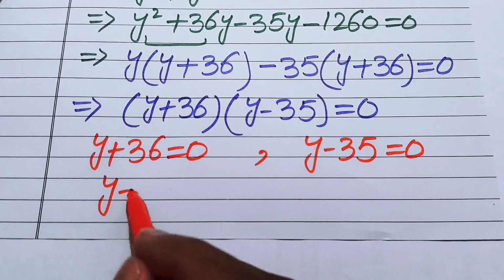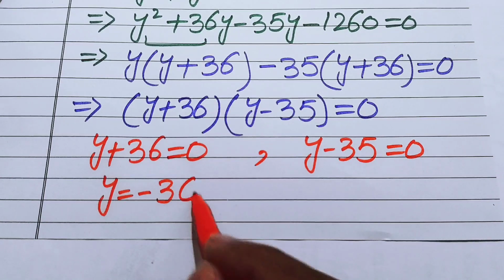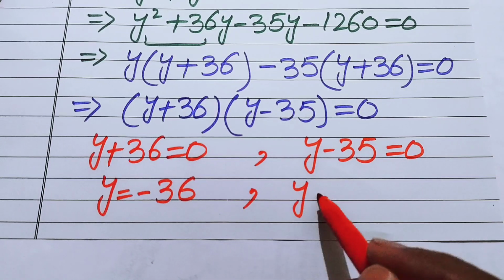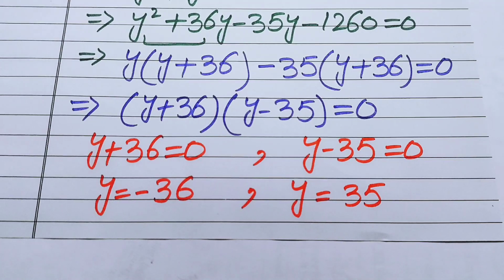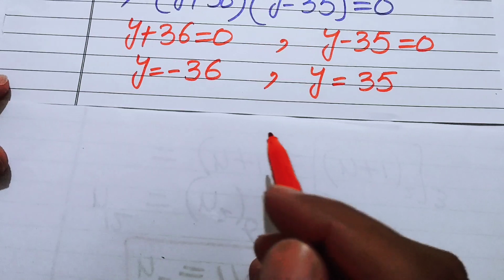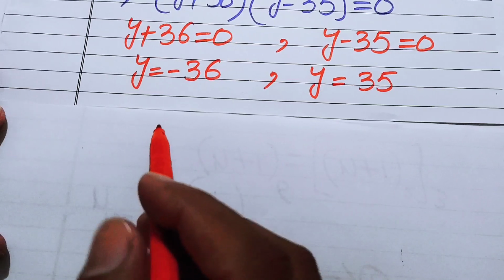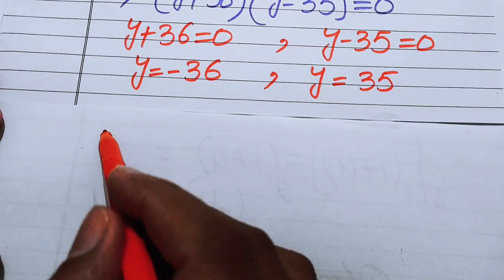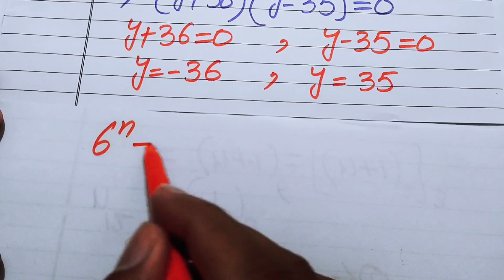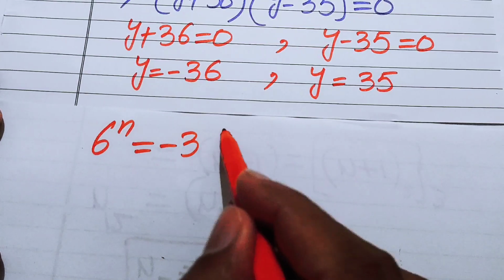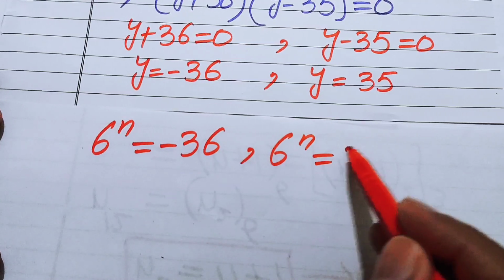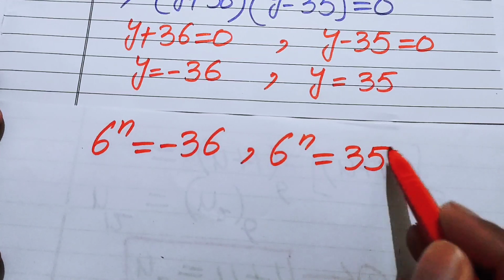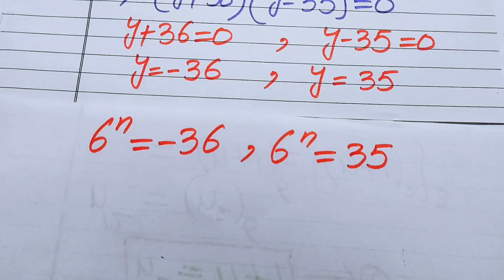In this case you get the value of y equals minus 36, and in this case you get the value of y is 35. So now in the next step we will back substitute the value of y, and you know that at the start of the problem y was written as 6 to the power of n. So 6 to the power of n equals minus 36, and in this case we have 6 to the power of n equals 35. So now we can solve these two cases.